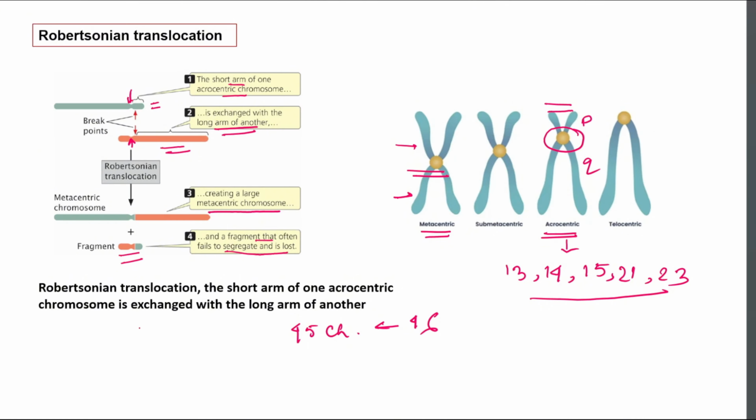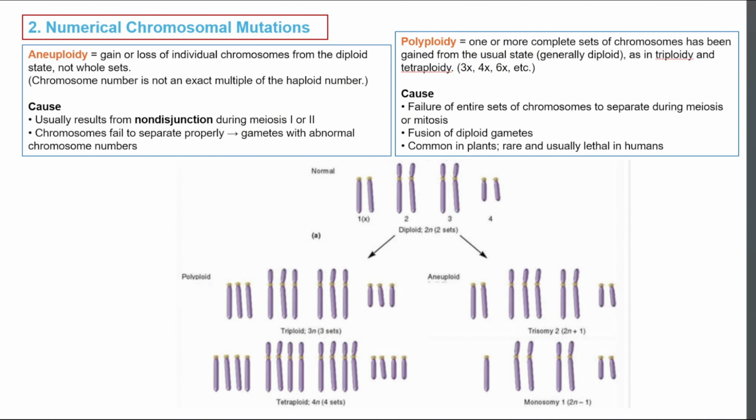So now we have explored structural chromosomal mutations that change the shape or structure of chromosomes, like deletion, duplication, inversion and translocation. Now it's time to look at mutations that change chromosome number. So let's dive into numerical chromosomal changes, including aneuploidy and polyploidy. Aneuploidy is a condition in which the number of individual chromosomes is changed, meaning one or more chromosomes are missing or extra. Aneuploidy usually results from non-disjunction during meiosis 1 or meiosis 2, when chromosomes fail to separate properly.